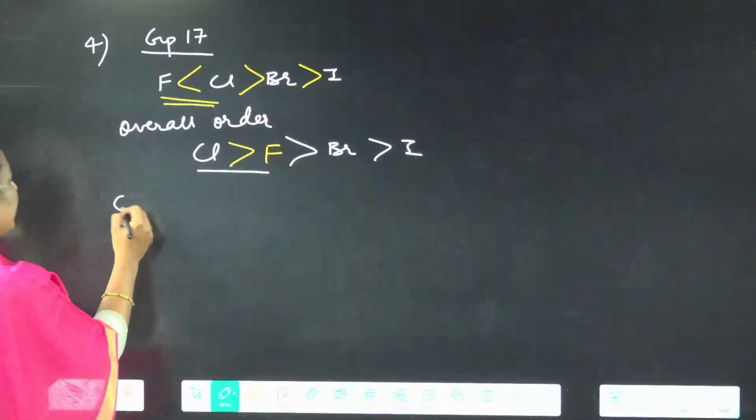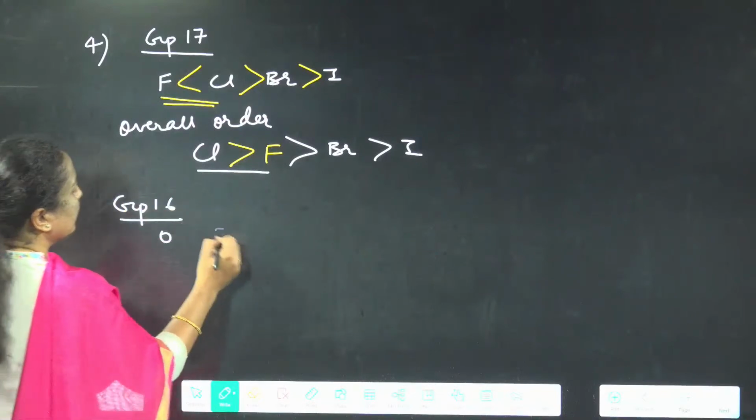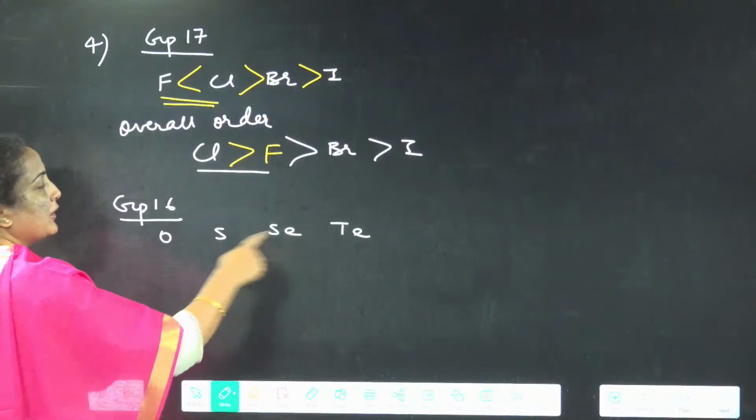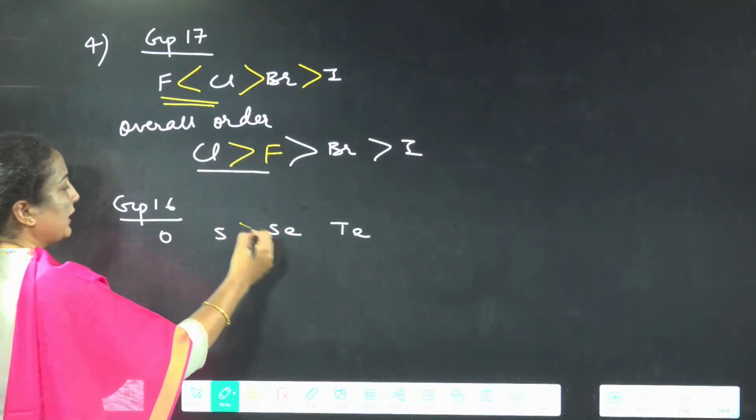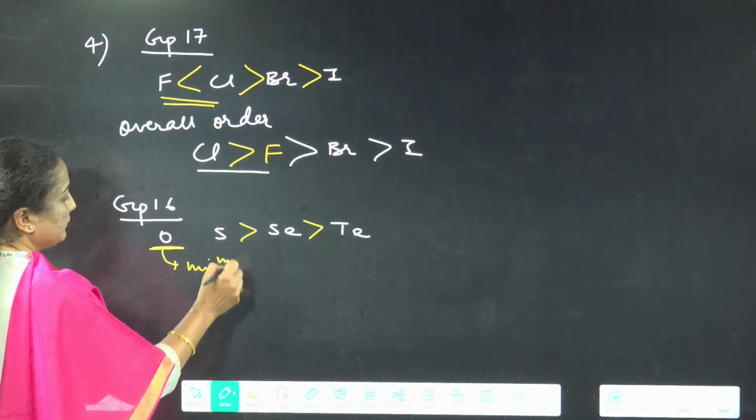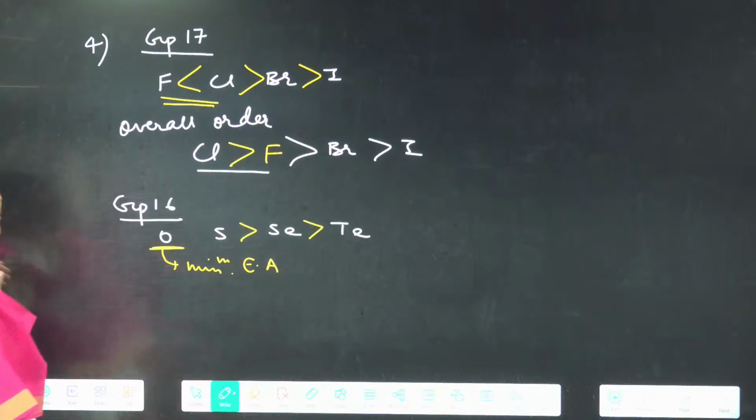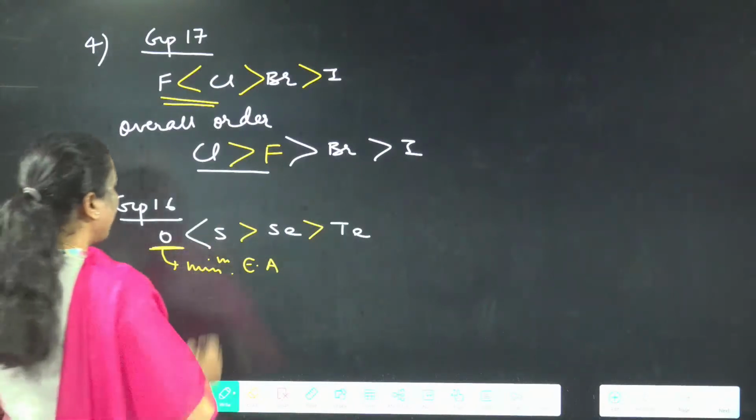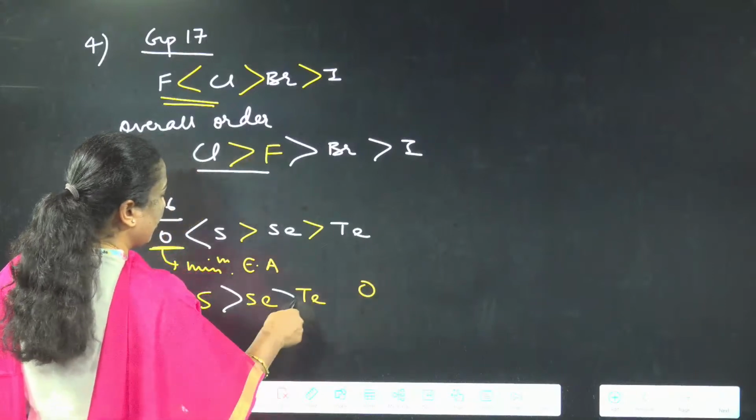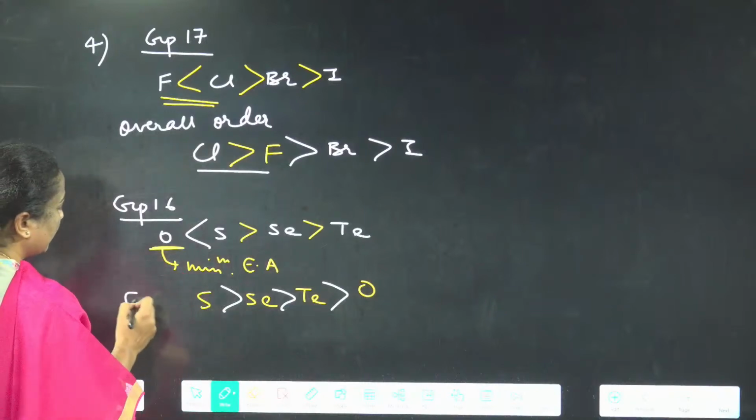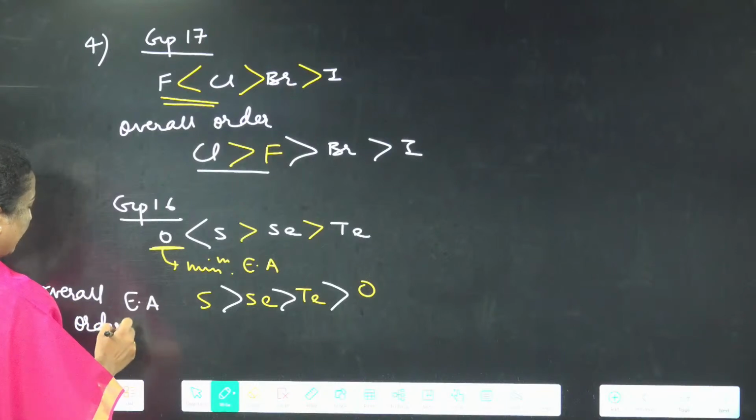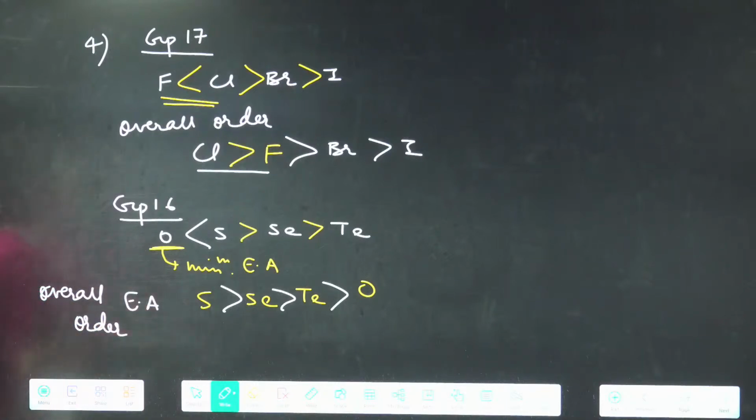Now when it comes to group 16, you have oxygen, sulfur, selenium and tellurium. Normally we feel that going down the group it decreases, but here oxygen has the minimum electron affinity in its group. So what I can write is sulfur, selenium, tellurium and oxygen. That is the overall electron affinity order.